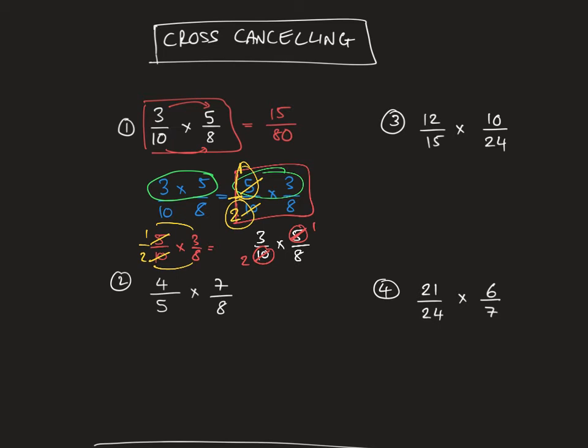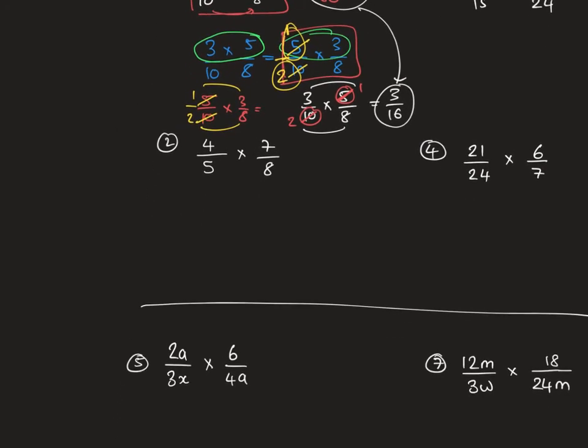In this case, 3 times the 1, and 2 times the 8 will give us 3 over 16. Now 15/80 will cancel down because both of those divide by 5. Now let me show you another example.